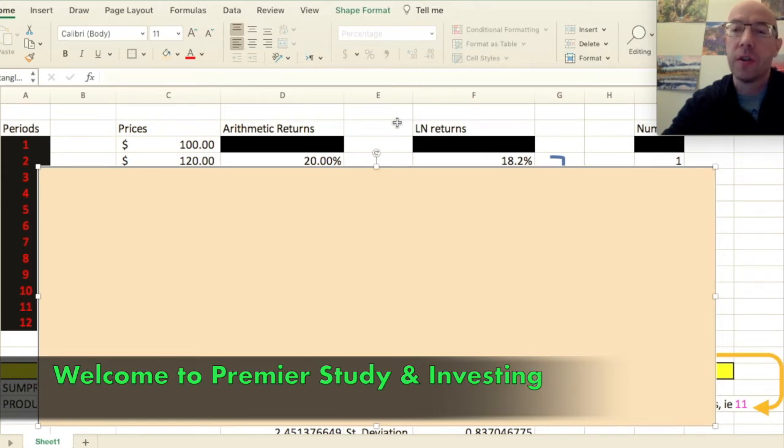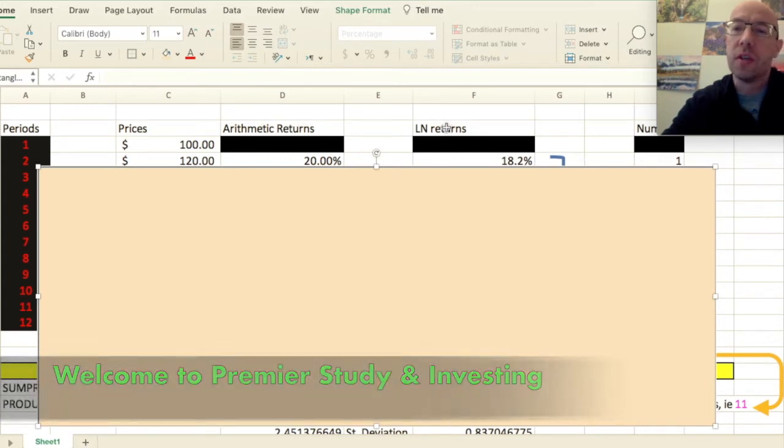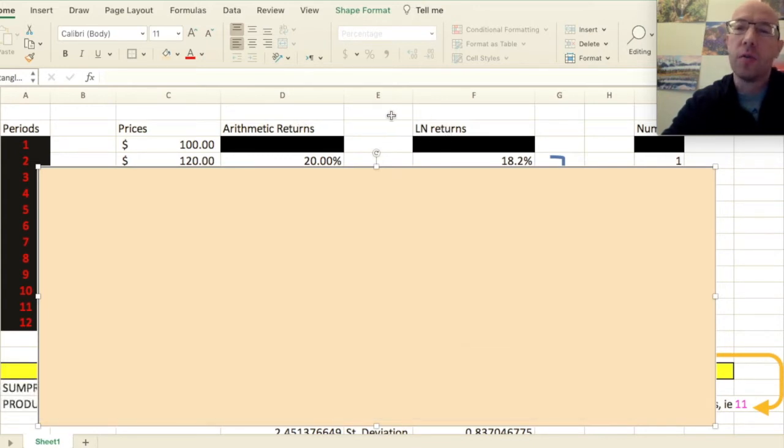Previously I've done videos on how to build an optimized stock portfolio and how to get the risk-adjusted returns. For those of you in finance, you might have come across the terms arithmetic returns versus log returns, natural log returns, and I want to go through a couple of examples. I recently referenced this in a value at risk video, trying to help us estimate the potential losses we could face. That used log returns, as you can see here in column F.